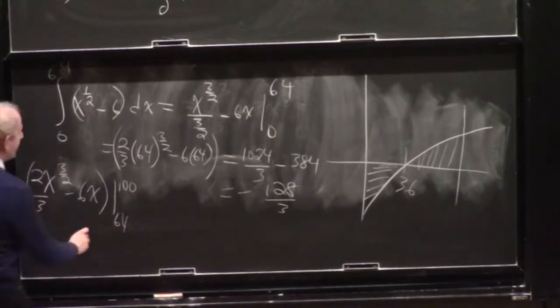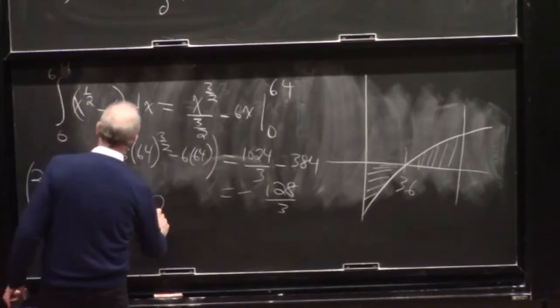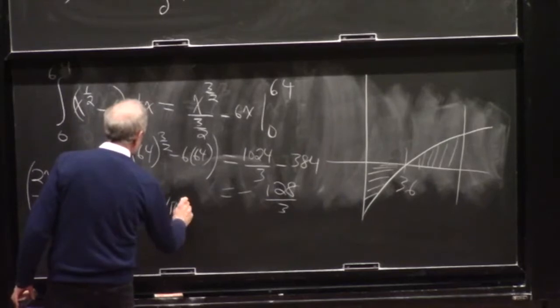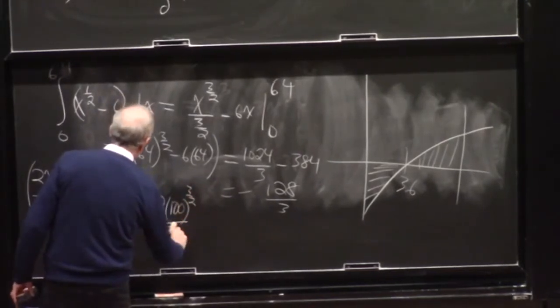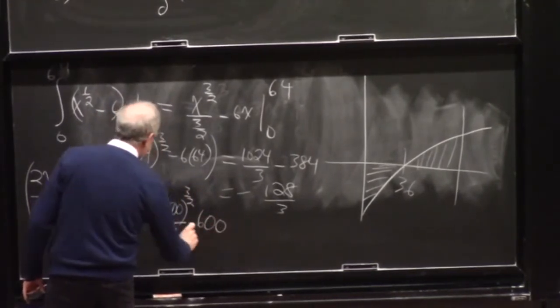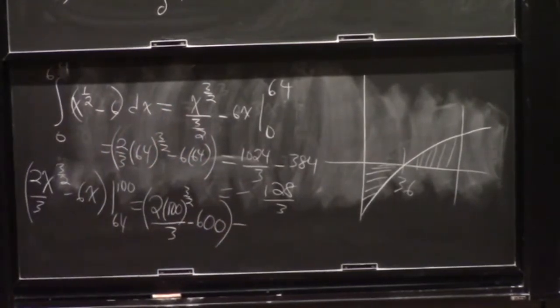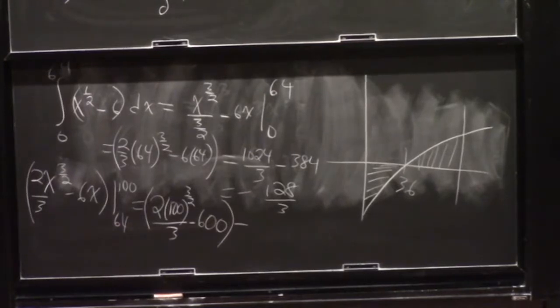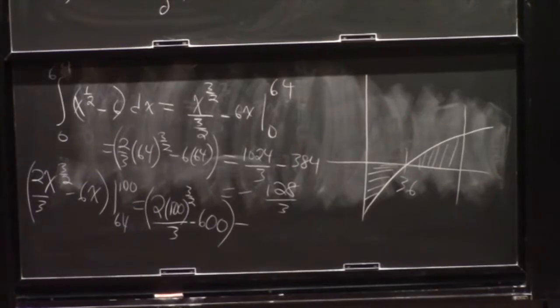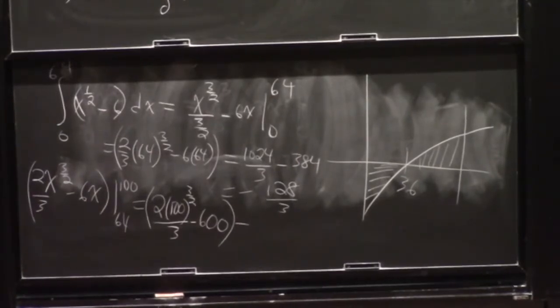Well, let's see. That is 2 times 100^(3/2) over 3 minus 600, minus that number, because that's what you get when you plug in 64. So 100^(3/2) is 1,000. So 2,000 over 3 minus 600. That comes out around 66 and a third. Plus, you're making more money because you got minus this.